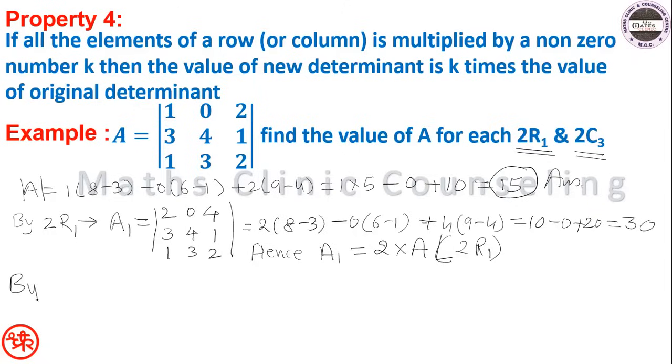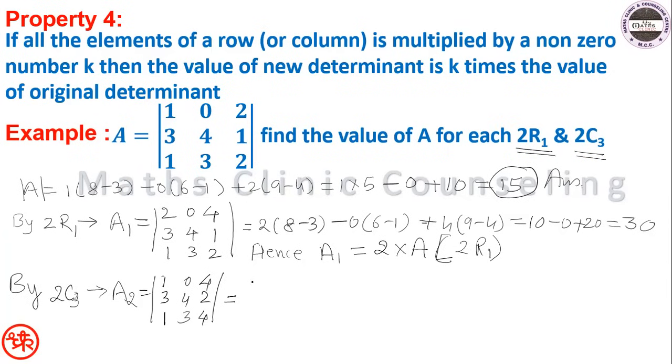Similarly, by 2C3 you will get another determinant A2. So what will A2 be? That is, C1 and C2 remain as they are from A: 1 3 1, 0 4 3, and C3 will be multiplied by 2. Is that clear? So it is multiplied by 2, it is 4 2 4. Okay, and now evaluate this.